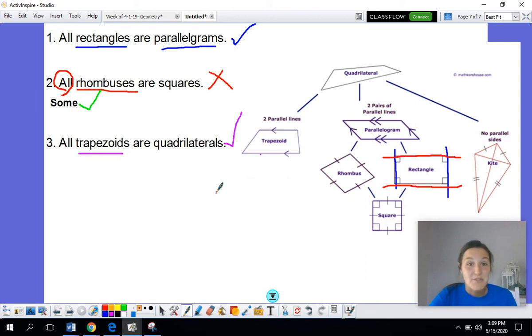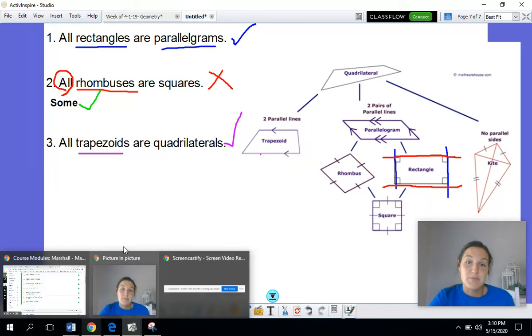Same thing with geometry. Depending on the location it is on the hierarchy, depends on all the names you can be called. Depending on what makes me, my attributes, or what makes that polygon, the attributes, properties, depends on what name it can be called. So just remember that kind of thing when you're approaching your questions. Not everything has one name. There are many names to some things depending on those attributes and those properties.